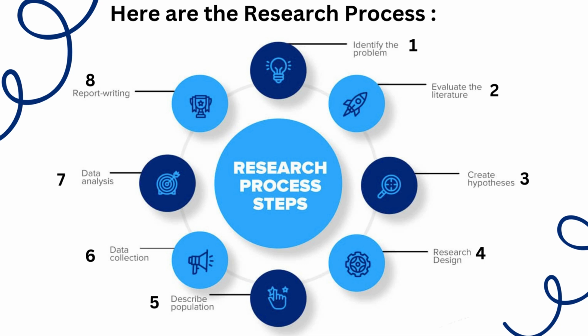So it has 8 steps for a research process, starting from identifying a problem. Next is evaluation of literature. Next, creating hypothesis. 4, research design. 5th is description of population. Next is data collection. 7, data analysis. 8, report writing, and the last is references.